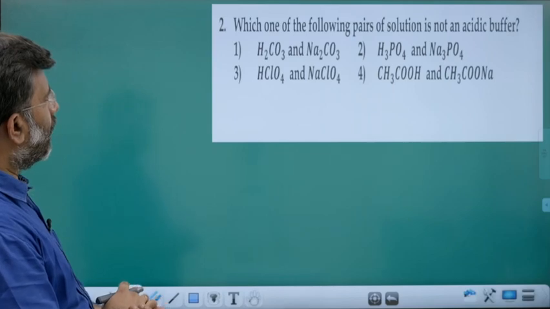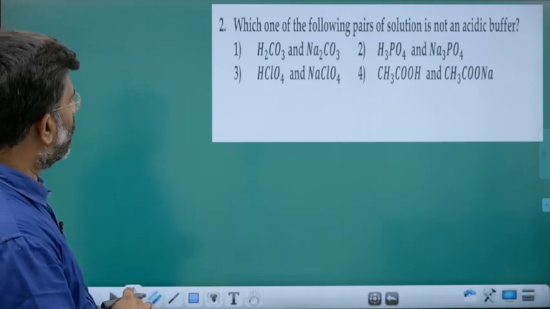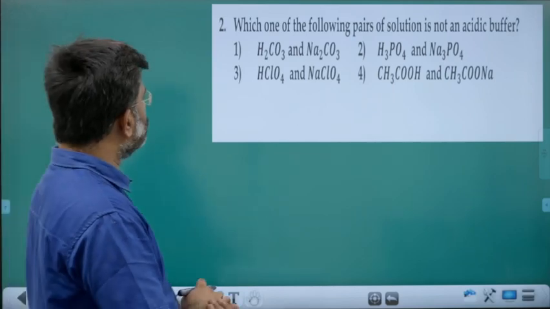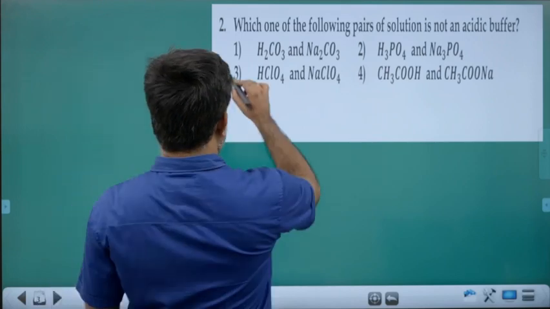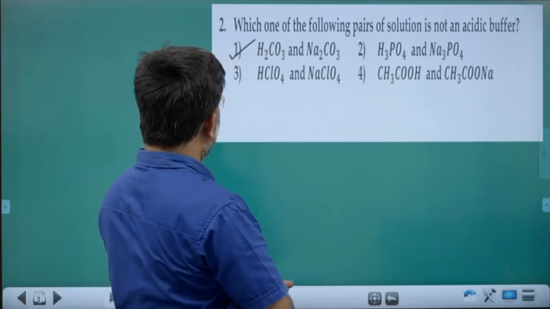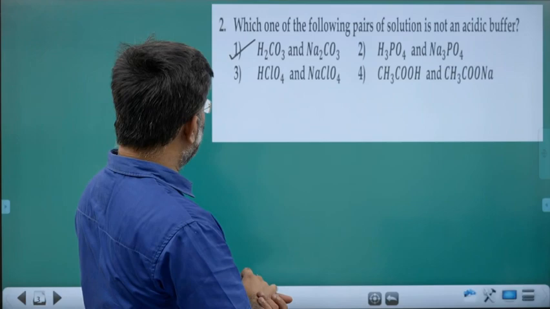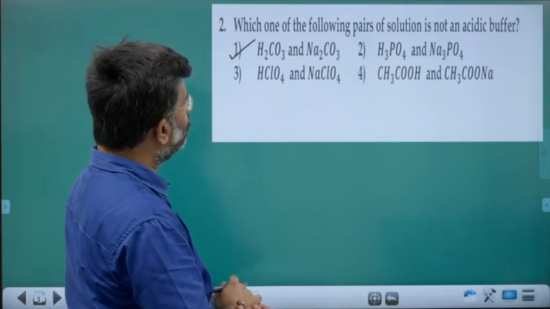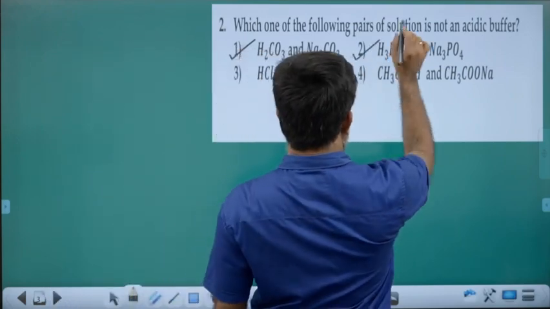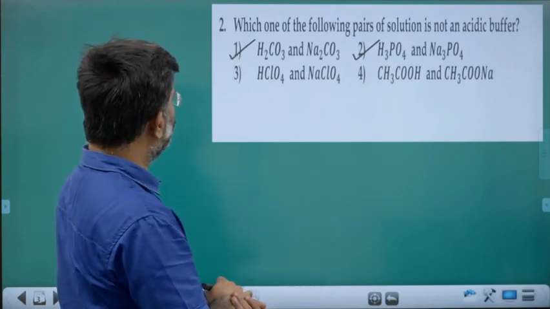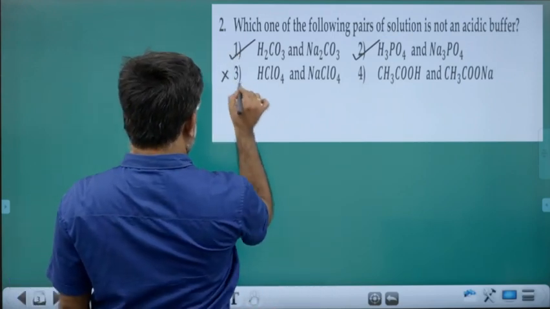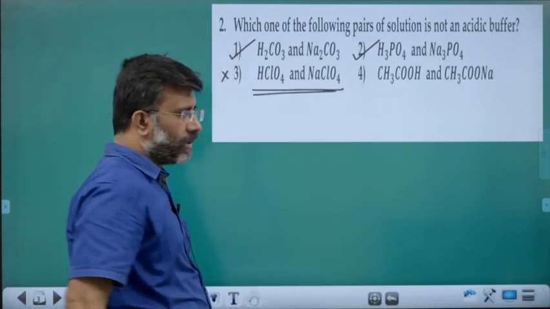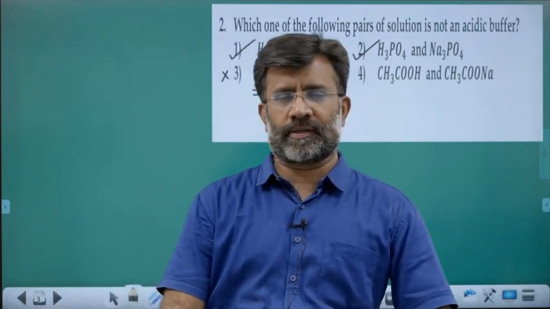Option 3 is not an acidic buffer. This is an acidic buffer, a weak carbonic acid and its salt. This is an acidic buffer. This is not a buffer because it is perchloric acid, a strong acid, and its salt.